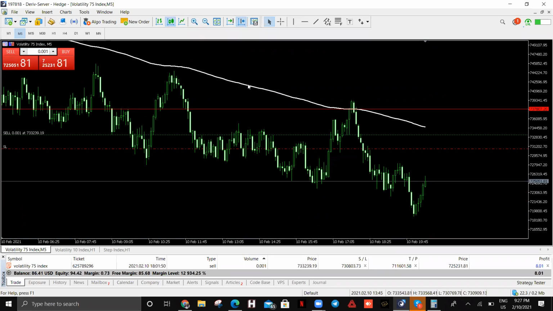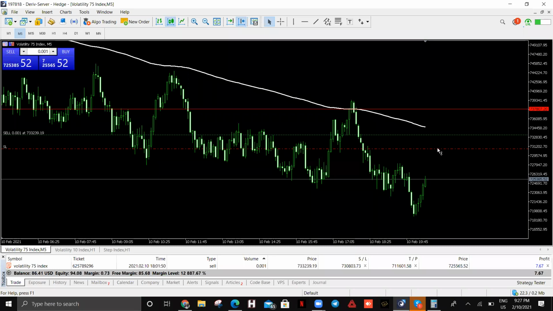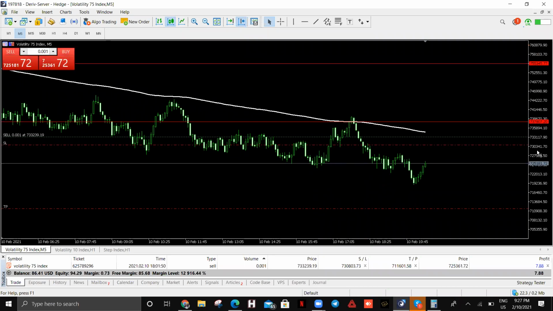This 200 EMA shows you the trend. You can use it on 5 minutes because this is volatility. There's so much movement that happens here. Okay, now this is my entry here, and I've secured just $2 here. If I click on this, it will show me how much I've secured. $2.44.